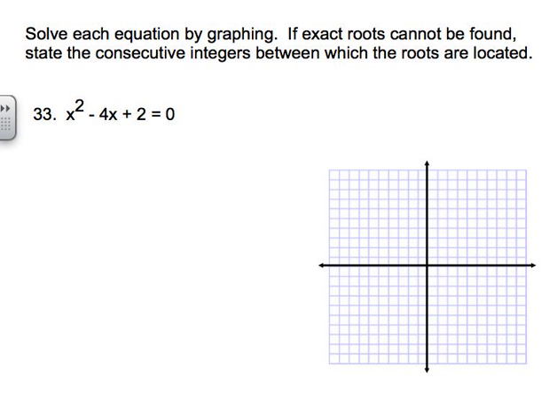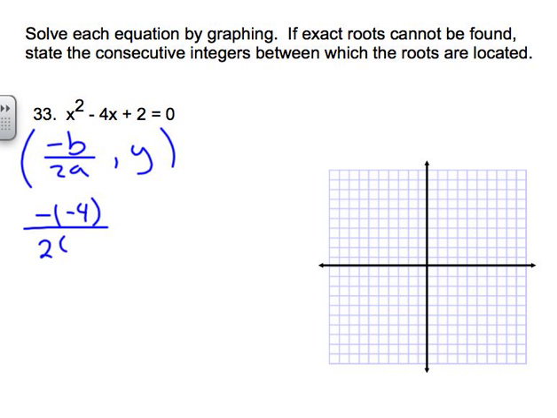Looking at another problem, we're going to look at problem 33. Same directions, we're going to solve it. Again, we need to find that negative b over 2a so I know where my vertex is. So I plug in a negative 4 for b. I plug in a as a 1. And when I simplify up, I again get a 2. Plug the 2 in, I'll have 2 squared minus 4 times 2 plus 2. I get a value of negative 2. So my vertex is at the point 2, negative 2.